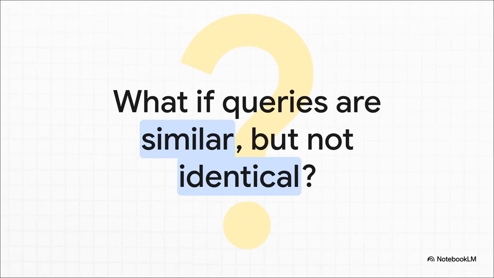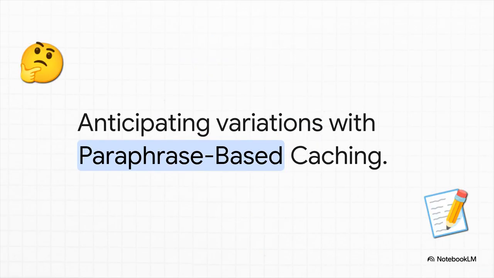And that brings us right to the big challenge, doesn't it? What happens when one person asks, what were our profits last quarter? And someone else asks, hey, show me last quarter's profits. I mean, the intent is identical, but that exact caching system we just talked about would miss it completely. So to handle that, we've got to get a little cleverer and try to anticipate those small variations.